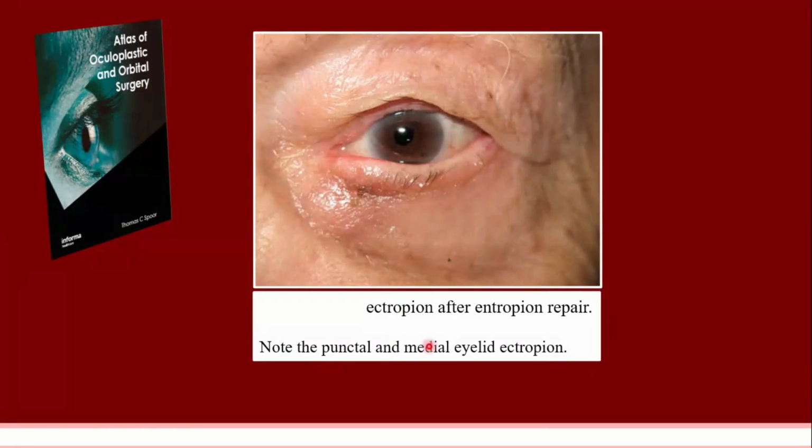So in the history, we need to take a history of prior surgery. So this patient has ectropion post-entropion repair.